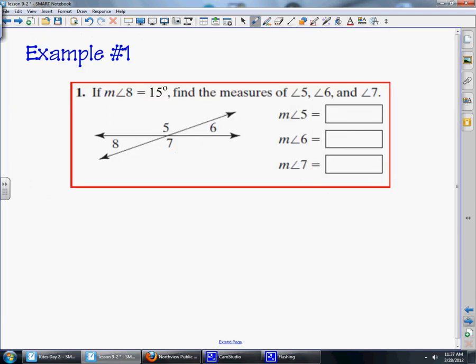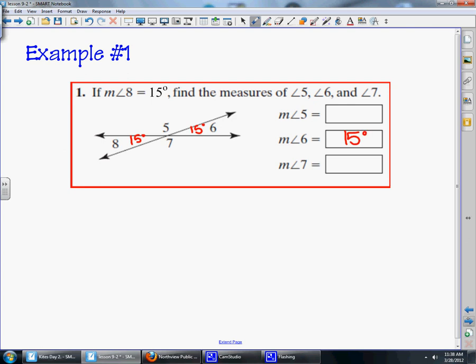So let's look at some examples. If I know that the measure of angle 8 is 15, can I find some other angle measurements using the terms from the page before? Well, I know that if angle 8 is 15 degrees, then angle 6 must be 15 degrees because they are vertical angles.